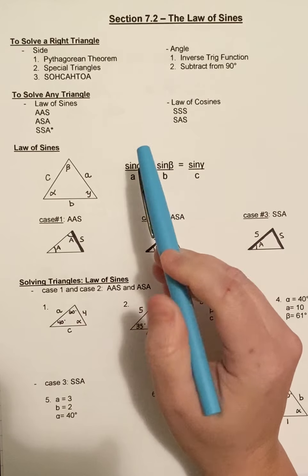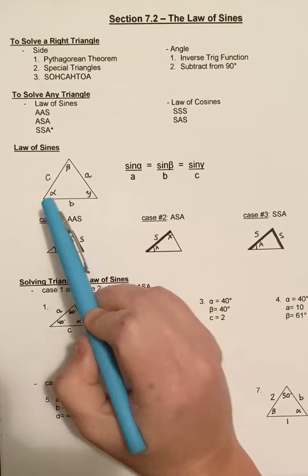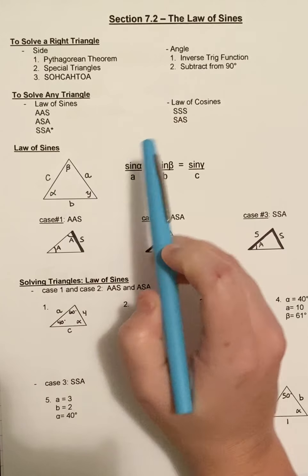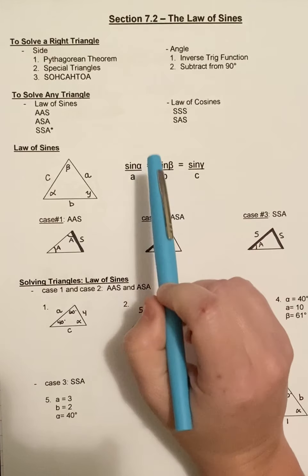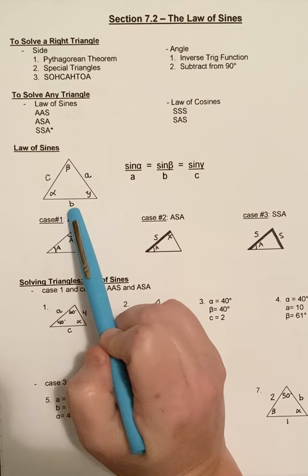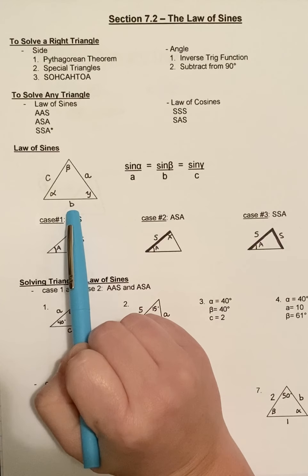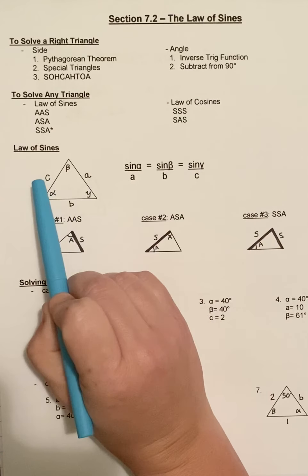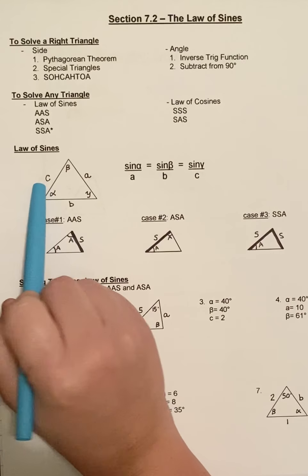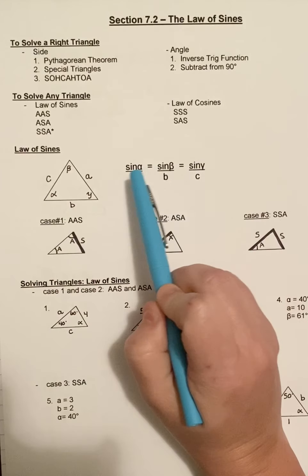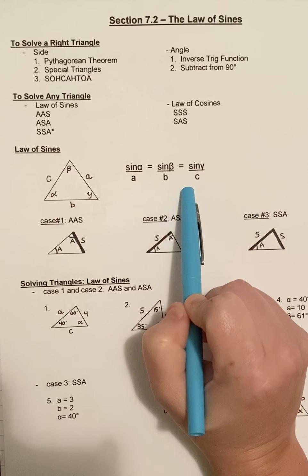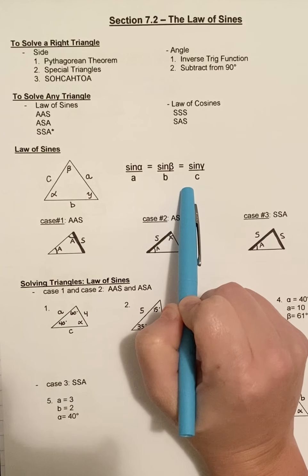sines says. It says the sine of alpha, so the sine of the angle, over A, the side that's across from it, equals, we're setting up proportions here, the sine of beta over the side across from it, which is B, equals the sine of gamma, which is my third angle, over the side across from it, which is C. So it's basically just 3 proportions. If we have proportions, then all we have to do is cross multiply in order to solve for either my angles or my sides.